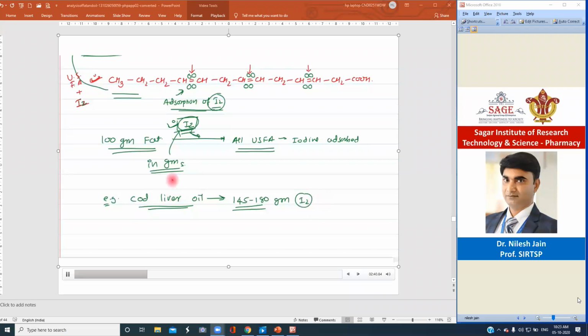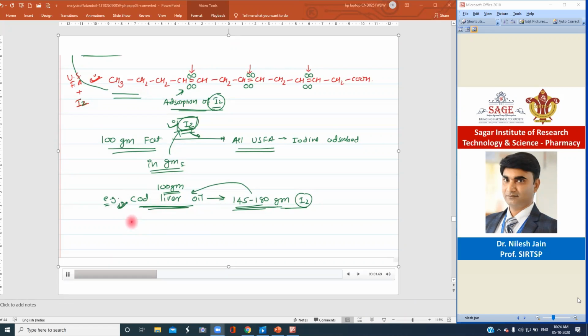What does it mean? If you take 100 gram of cod liver oil, it can adsorb 145 to 180 gram of iodine, which is more than the weight of the cod liver oil. So we get the information that cod liver oil has a very high concentration of unsaturated fatty acid. The second good example is linseed oil.